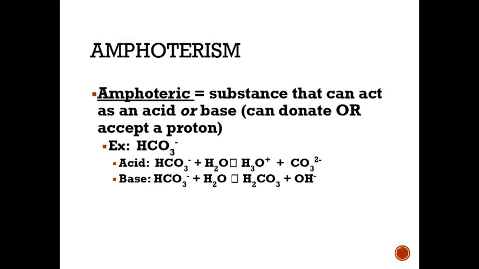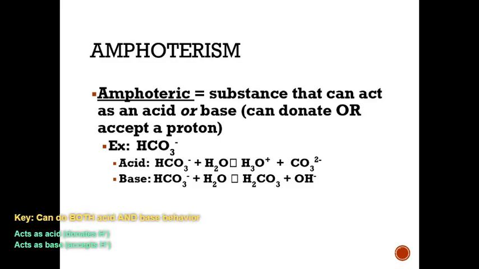Now we're introducing amphoterism, substances that can wear two hats. An amphoteric species is flexible. It can donate a proton like an acid or accept one like a base, depending on what it's reacting with. Bicarbonate, HCO3-, is a perfect example. When it meets a strong base, it donates its proton and becomes carbonate. When it meets a strong acid, it accepts a proton and becomes carbonic acid. This dual personality is crucial in buffering systems and explains why certain species can shift behavior based on their environment.